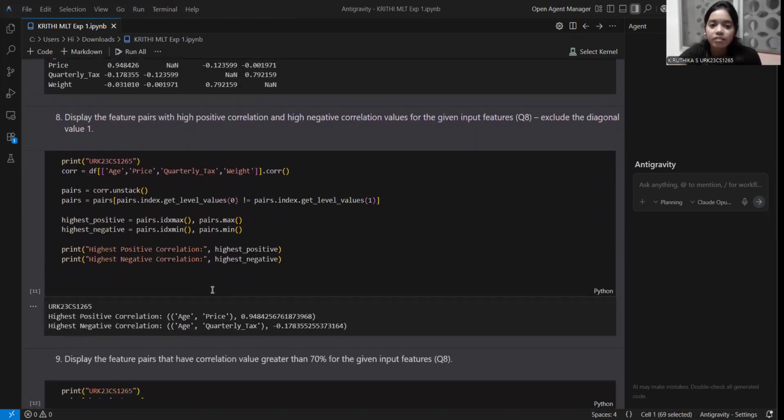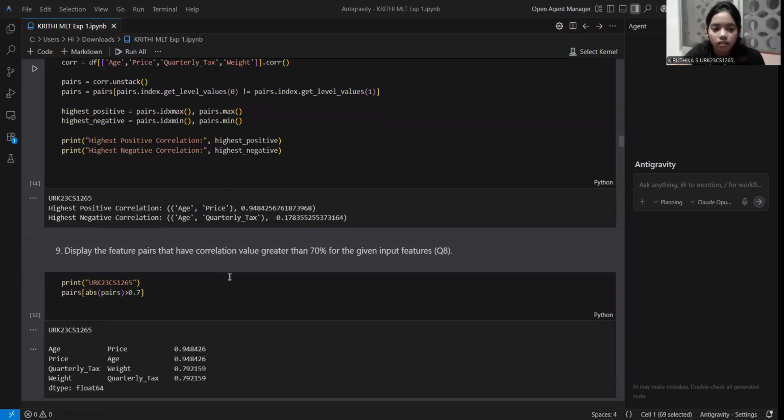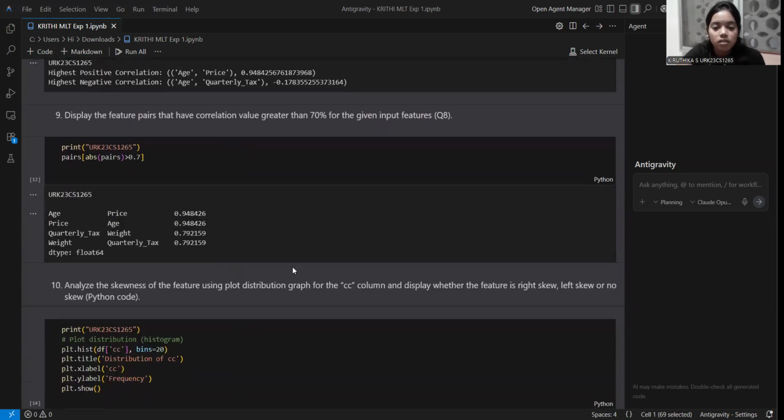The eighth task is to find the highest positive and negative correlation. The program identifies feature pairs with the strongest positive correlation and feature pairs with the strongest negative correlation. Diagonal values are ignored because they are always one, self-correlation. The ninth task is feature pairs with correlation greater than 70%. If the modulus of correlation is greater than 0.7, then the features are strongly correlated. These features may affect model performance.